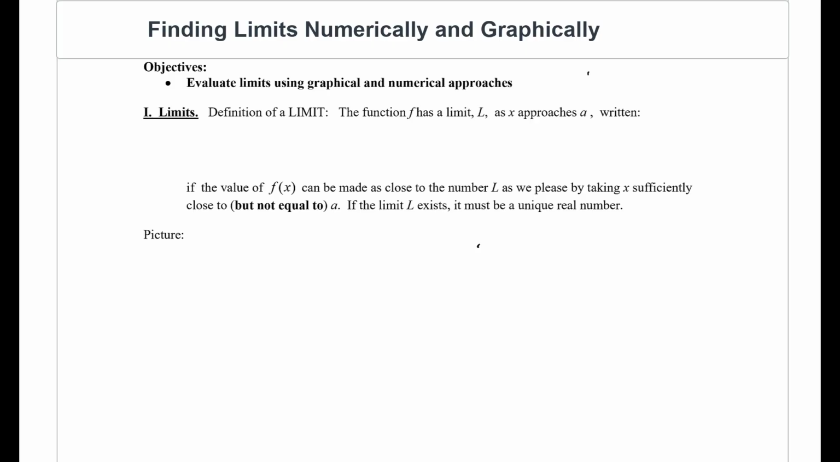Finding limits numerically and graphically. Objectives. Evaluate limits using graphical and numerical approaches. 1. Limits. Definition of a limit.